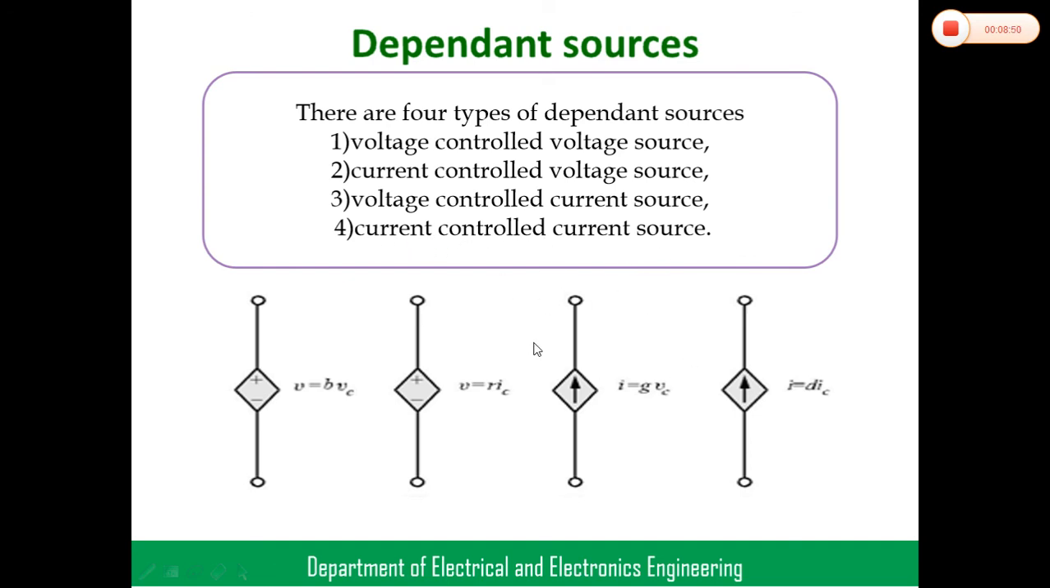So these are all dependent on other parameters. This voltage source depends on voltage, this voltage source depends on current, this current source depends on voltage, and this current source depends on current. That is why these are called dependent sources. Okay, thank you. Coming to the next topic, resistance, we will discuss it in the next video.